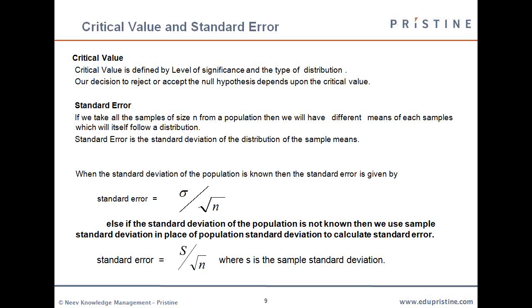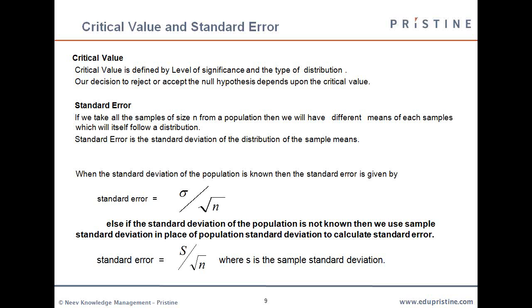Now, standard error. Standard error is the standard deviation of the distribution of sample means. What we mean by the distribution of sample means is that suppose you have a very large population and you take a sample of size n from that population. You can have various such samples of size n, and each such sample will have its own mean. Those means have their own distribution, and the standard deviation of that distribution is your standard error.